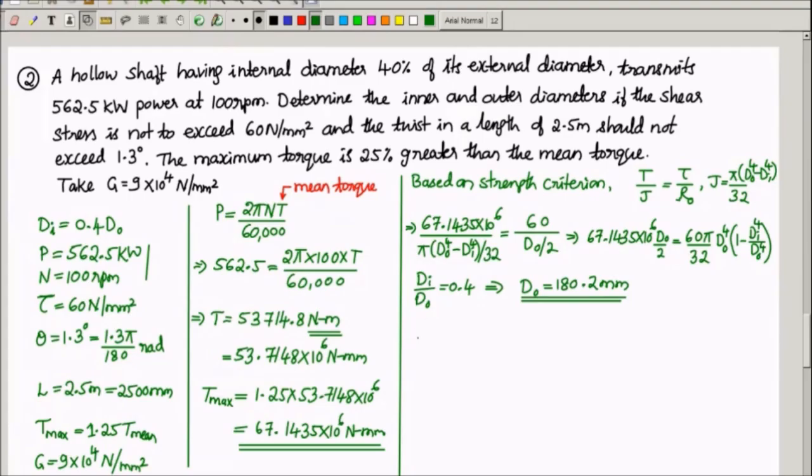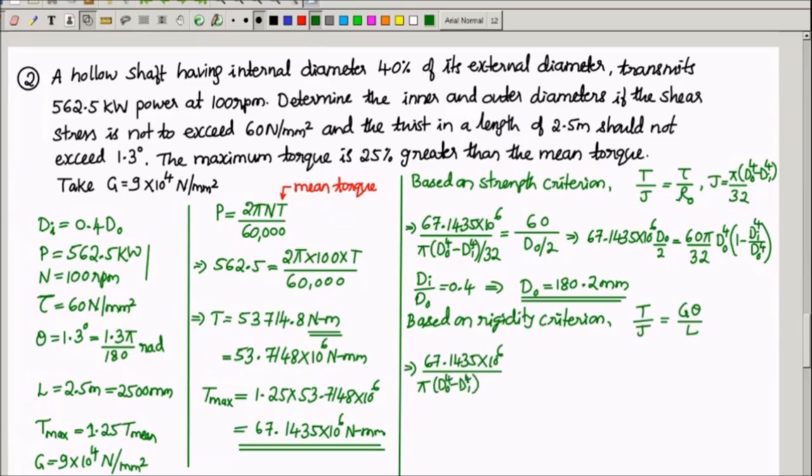Now take up rigidity criterion. Based on rigidity criterion, T by J is equal to G theta by L. So T here is 67.1435 into 10 power 6 divided by J is, again I will write the same thing, D naught power 4 minus Di power 4 divided by 32 is equal to G. G is 9 into 10 power 4 times theta. Theta is 1.3 pi divided by 180, that is theta, divided by L. L is given as 2500 mm.